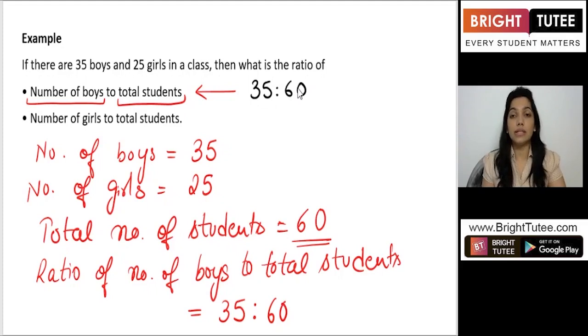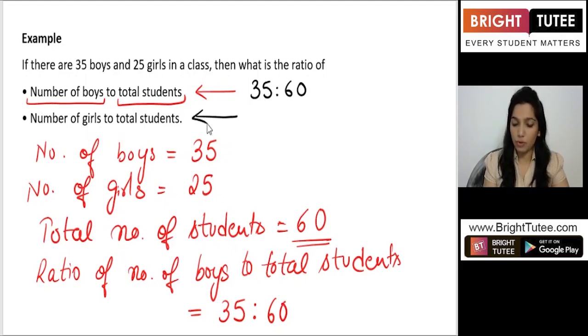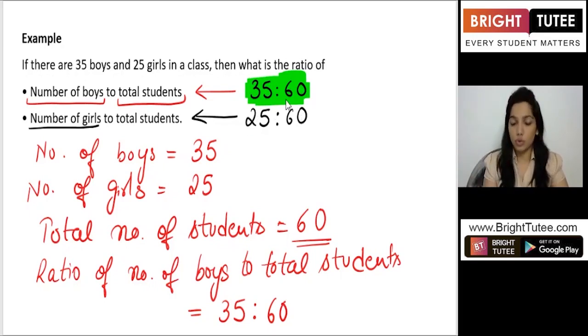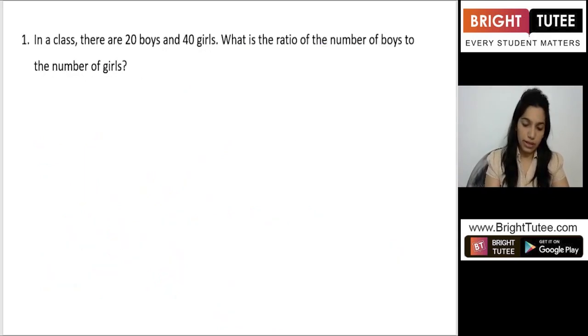And how do we read this? 35 is to 60. Now in the next one it says number of girls to the total students. I hope you are very confident to write this. What is total number of girls? It is 25, right? And what is the total number of students? It is again 60. So these I hope are clear to you how we have written the ratio for the number of a given group of students compared to the total students, right? So these are the ratios.